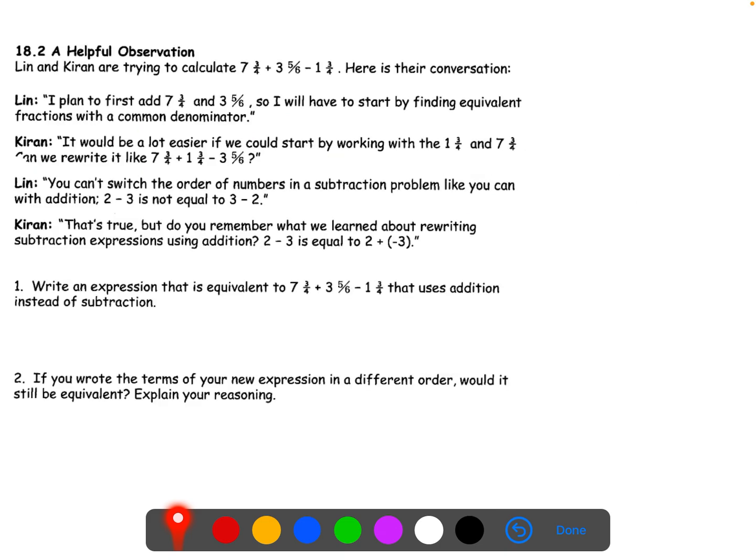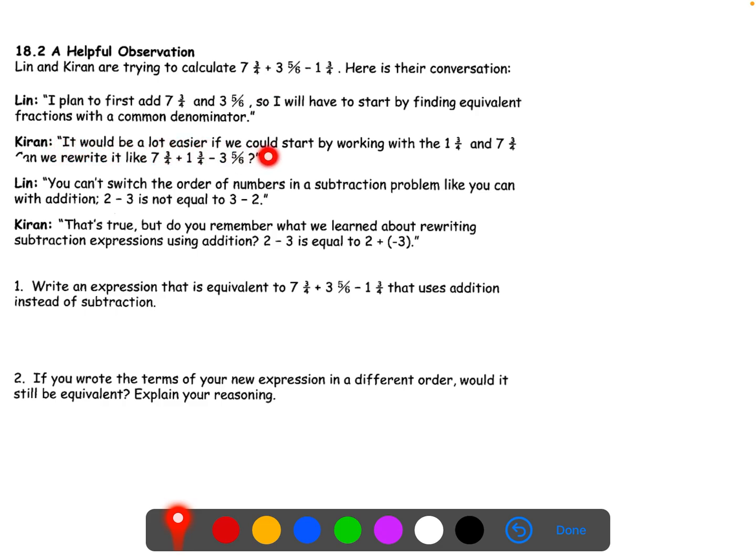All right, moving on to the next part, which is going to reinforce that idea we just talked about. So Lynn and Kieran are trying to calculate the expression here. Here's their conversation. Lynn says, I plan to first add 7 3/4 and 3 5/6. All right, let's look back. So adding those two things, I will have to start by finding equivalent fractions with a common denominator. All right, if we look at that, that's true. You can't add fractions unless they have a common denominator. So we would want the least common denominator, which would be 12 in that case.